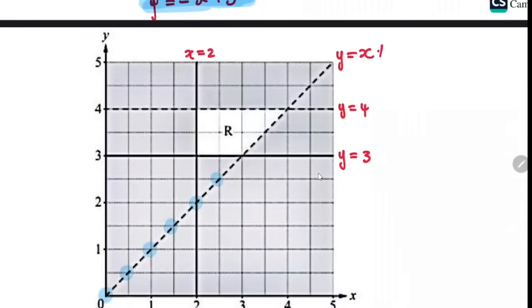Now we just need to know what is its plus c. Where does it cut the y-axis? It cuts at 0. So y is equal to x plus 0, which just becomes y equal to x.